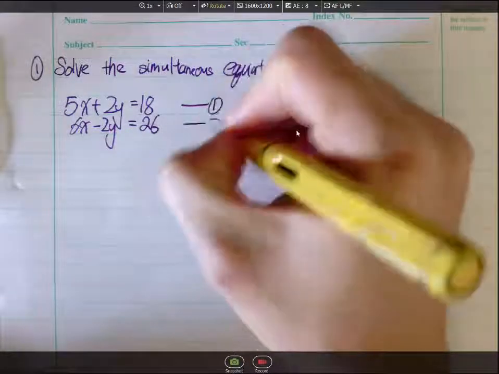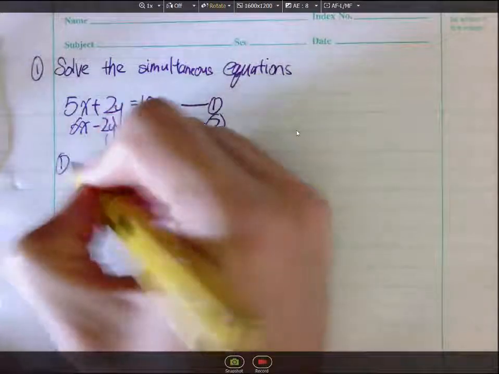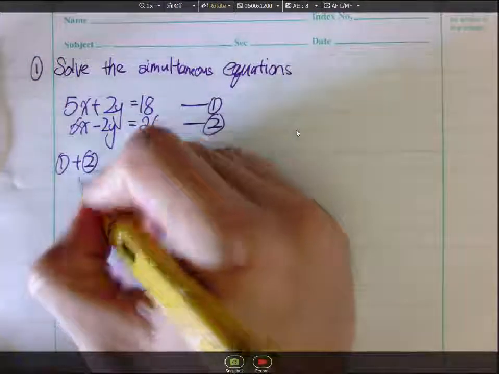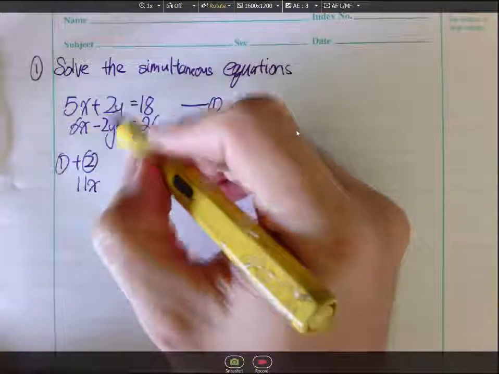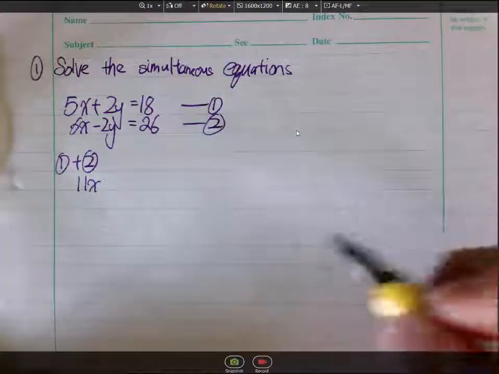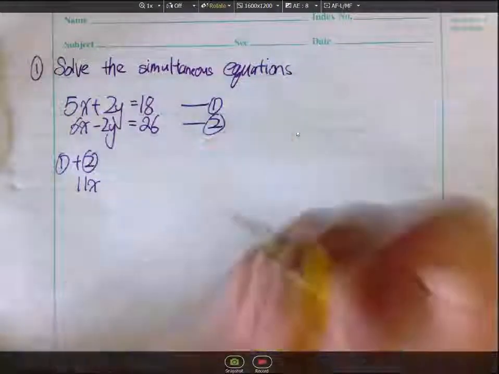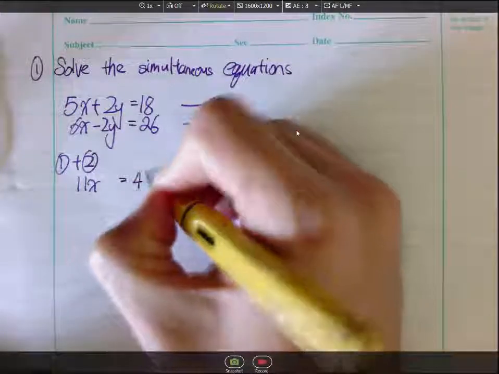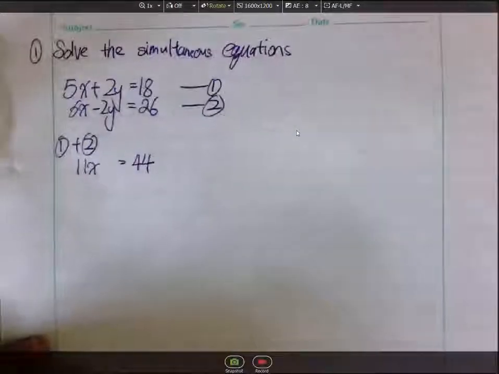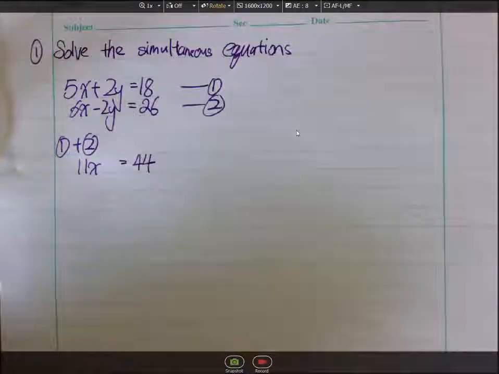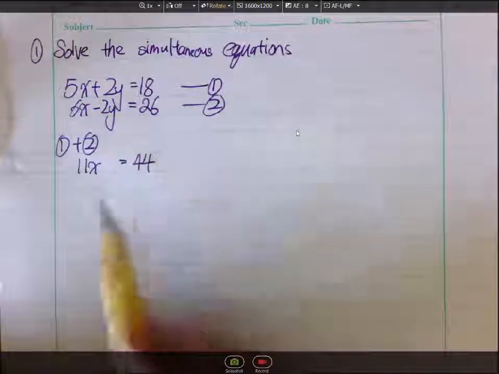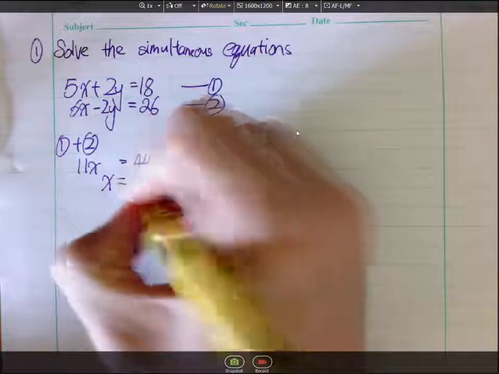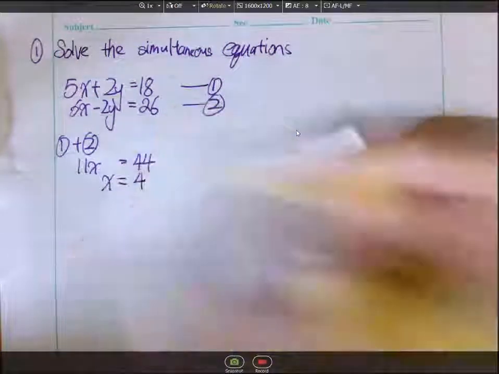So now I have equation 1, equation 2. I'll add equation 1 to equation 2. 5x plus 6x, you add them together gives you 11x. 2y plus negative 2y, you get no y. 18 and 26 will give you 44. Notice by this step my equation has eliminated y, there's only x, so quite easy to solve for x. Divide both sides by 11, you get x equals 4.